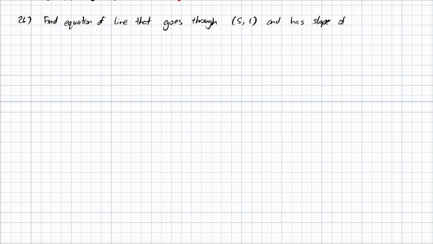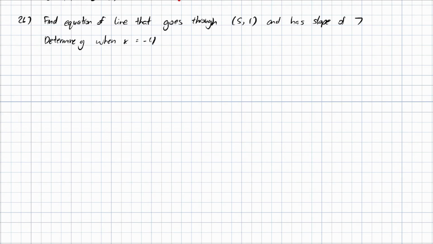26. Find equation of line that goes through 5, 1 and has slope of 7. Okay. And then determine y when x equals negative 4.